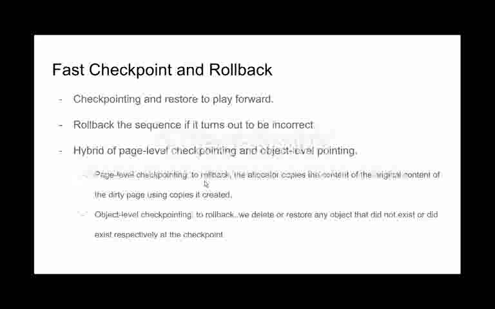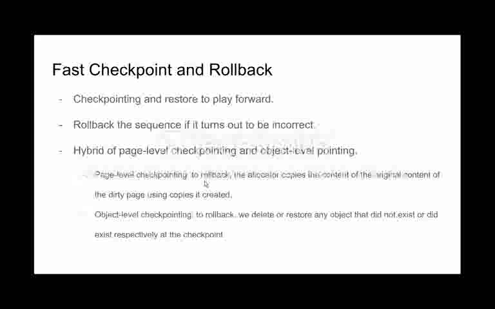Let's talk about fast checkpoint and rollback. Now Outatime uses checkpoint and restore to play forward a speculative sequence, and a rollback is used to go back in time if the speculated sequence is incorrect. For doing so, Outatime uses a hybrid of page level and object level checkpointing. Now in checkpointing, only those objects are checkpointed that bear some output or reproduce the world state. The objects which don't bear any output aren't checkpointed because there is no use in doing this.